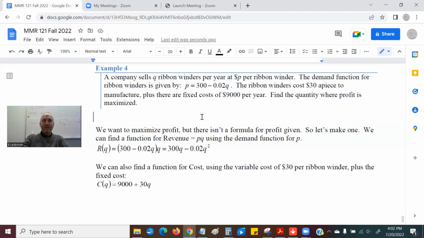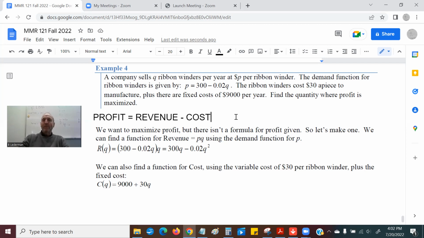Let me just write this down. Profit equals revenue minus cost. That's a general rule. So let's figure out the revenue, we'll figure out the cost, and then we'll be in business.